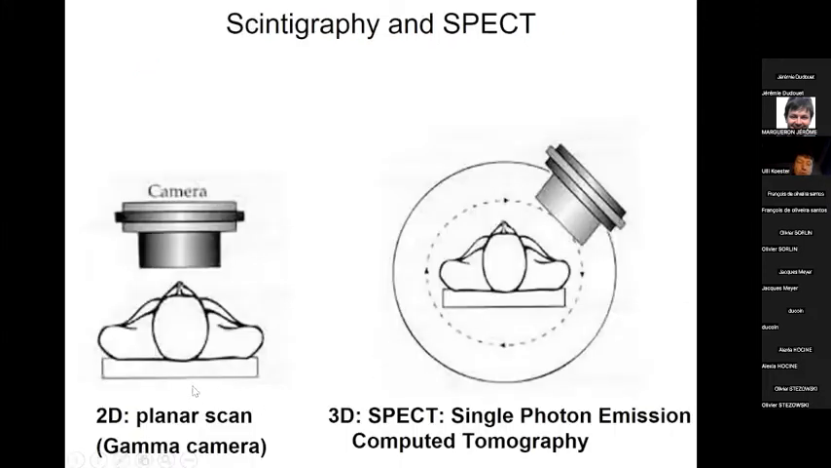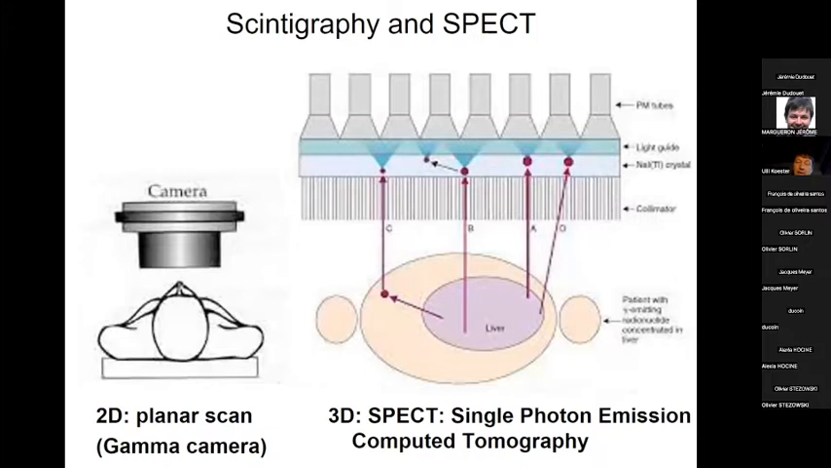Now, just for the jargon, one can use the same type of camera either to look planar, a projection, which is a 2D image, it's called a gamma camera or planar scan, or you make it rotate around and reconstruct afterwards the 3D image. And technically, you put a collimator so that you are sure that you are only detecting gamma rays coming from a certain direction, and a detector, and you count scintillation light, or you have a solid state.